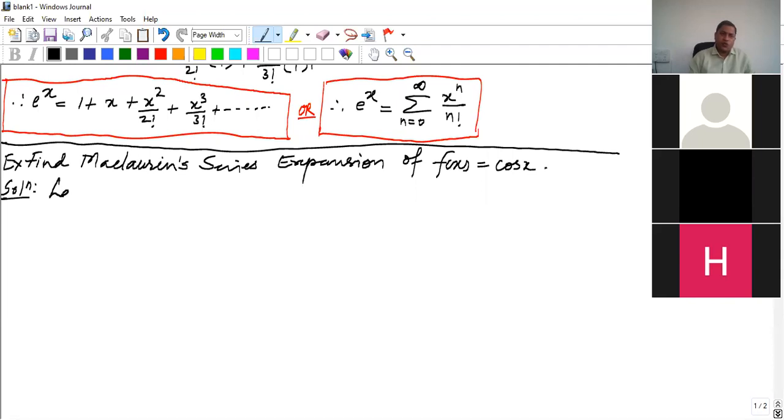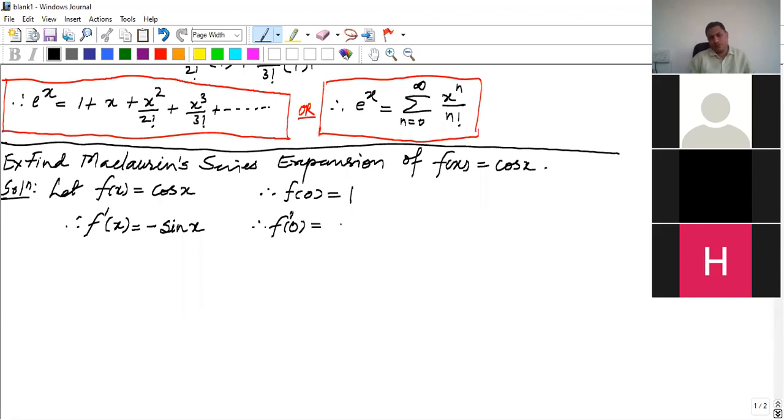Now f of x is equal to cos x, and hence our first task is to find the value of the function at 0. What will be the value of the function at 0? 1. Obviously, cos of 0 is going to be 1. Now let us try the first derivative. What will be the derivative of cos x? Minus sin x. Correct. And now tell me what is the value of this derivative at 0?